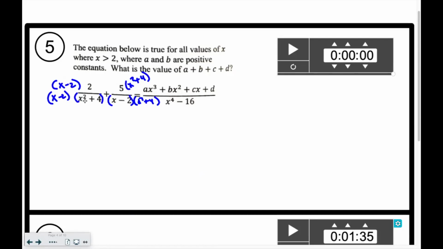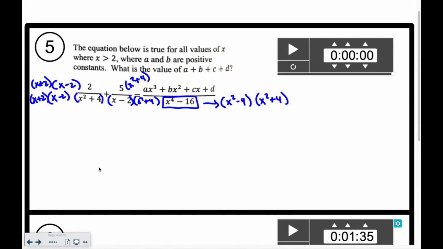Notice that if I were to do x squared plus 4 times x minus 2, it wouldn't give me the actual denominator I have over here. Hopefully, a couple of things that we know algebraically that we can do quickly in our head is that this is really equal to x squared minus 4 times x squared plus 4, because this is a difference of 2 squares. So I have the x squared plus 4 in each of these, but what I'm missing is an x squared minus 4. Well, x minus 2 is part of that, and the other part of that is x plus 2.